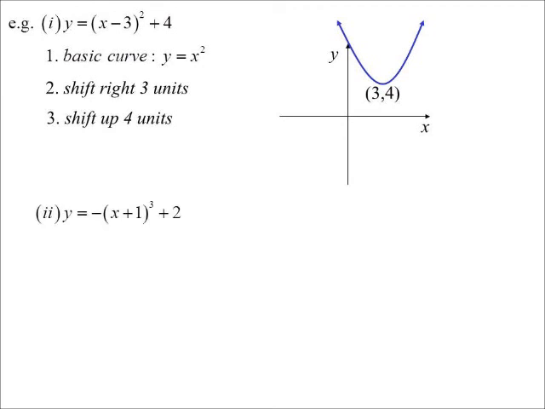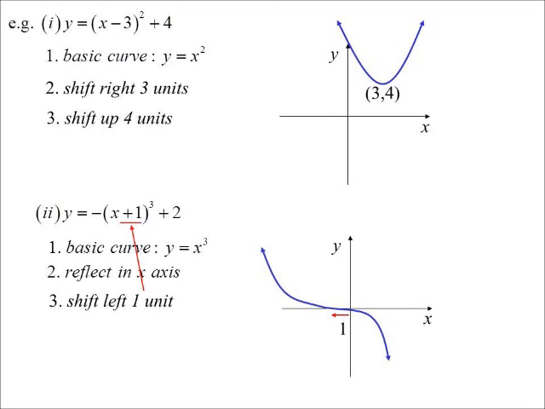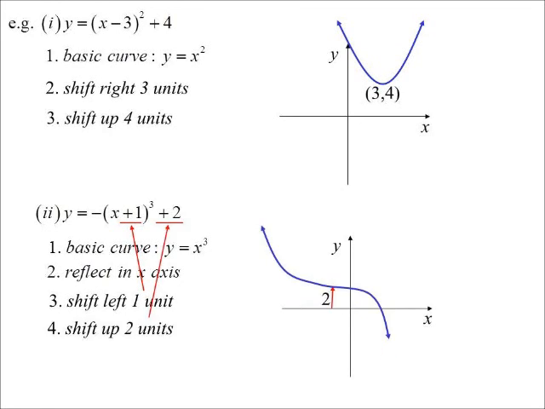Let's do another one. Let's do a cubic. What have we done to this one? The basic curve is the cubic. It's reflected in the x-axis because it's minus the function x. Then it's shifted left 1 unit, and then it's shifted up 2 units. So that rotational point is now at the point -1, 2.